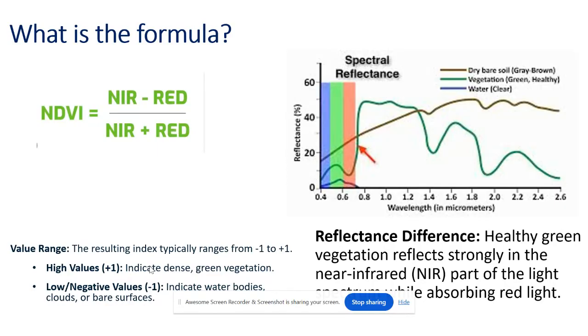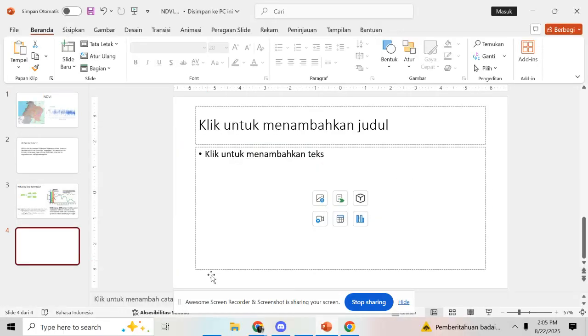So as I mentioned before, if the vegetation is not healthy, the NIR in the graph will be lower than for healthy vegetation. That's why the formula works this way. So let's jump to the code.